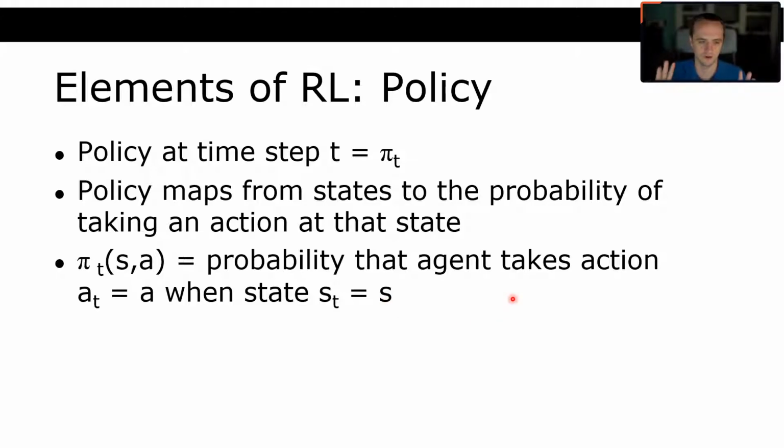Let me say that once more. We want to know the probability that we take this action at this state, at this time step, and that is pi sub t of S comma A.